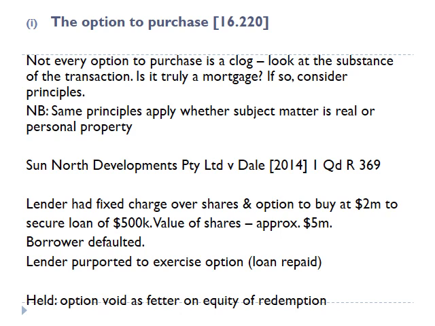Here, the borrower owned 40% of the shares in the company in a business of real estate development. The borrower entered into a loan agreement with the lender, whereby the lender agreed to lend $500,000 on a condition of giving a fixed charge over the shares in the company and with an option to purchase those shares. Now, this is important because the option to purchase the shares was integral to the mortgage transaction.